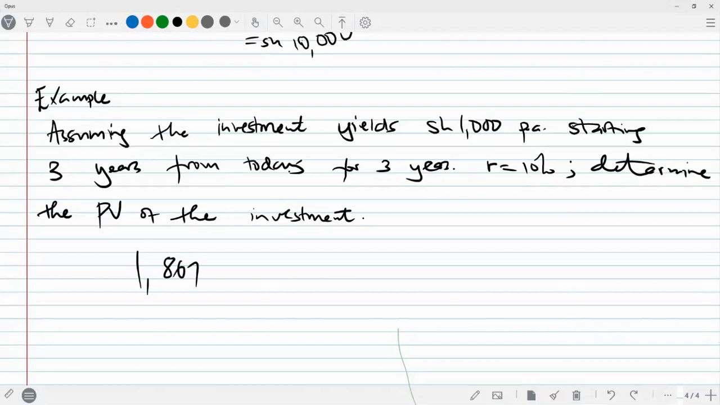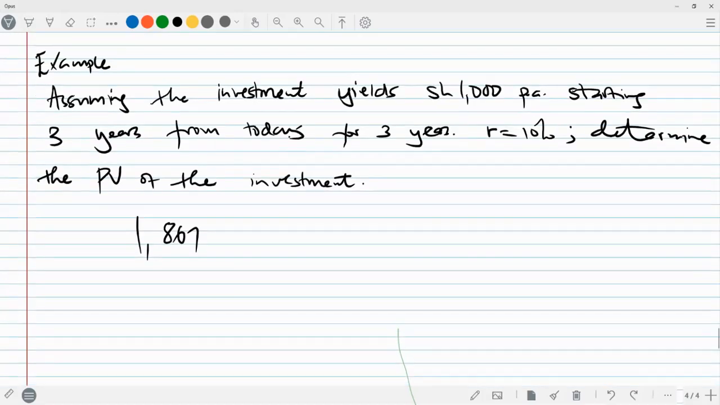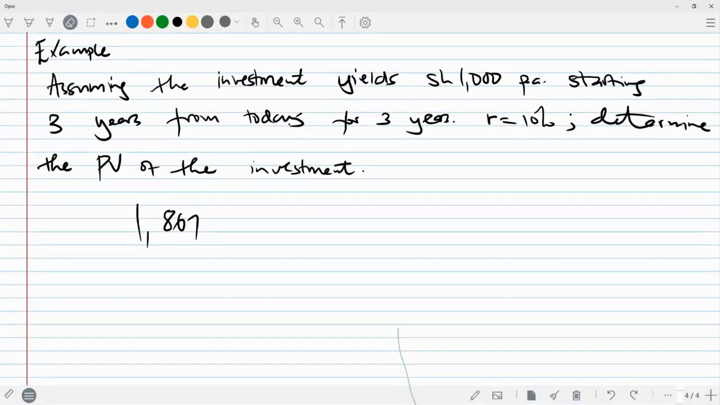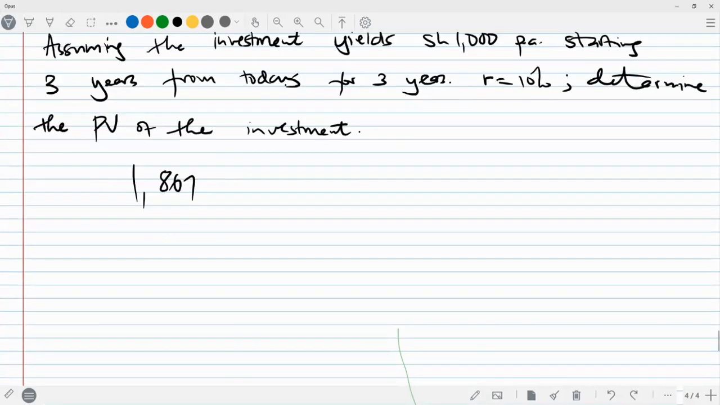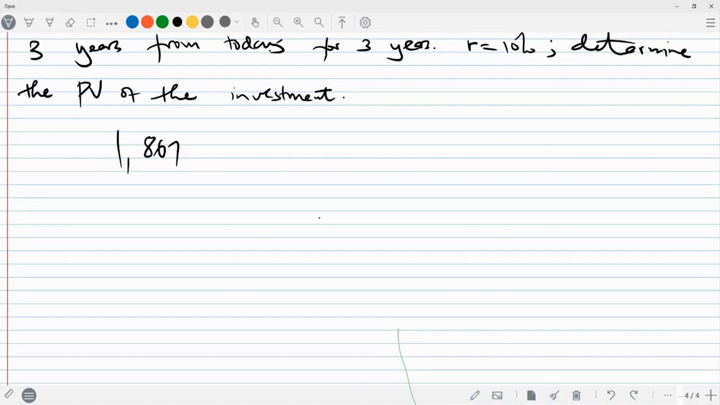That's right, 1867. Okay, let's work it out together. Now you know that this investment is going to yield 1,000 every year for 3 years, but starting 3 years from now. So you get the money in year 3, you get the money in year 4, and you get the money in year 5. Every year 1,000, 1,000, and 1,000. Of course, discount back to year 0, discount back to year 0, and discount back to year 0.